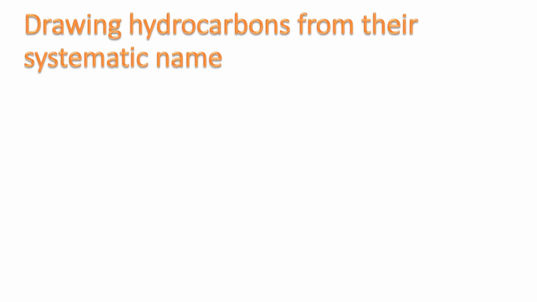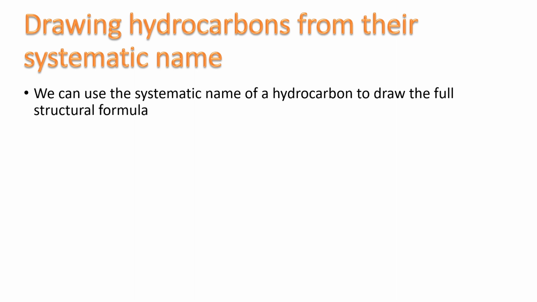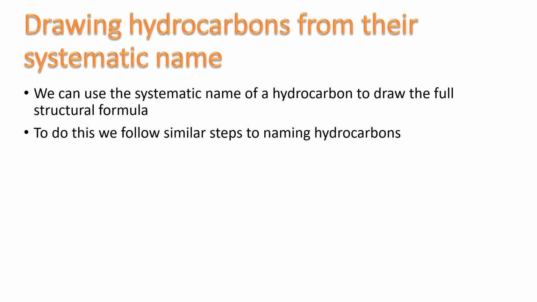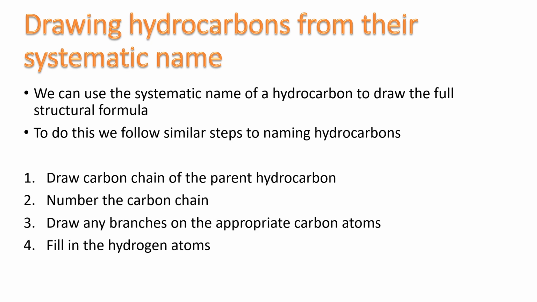So now that we're happy naming a hydrocarbon from the full structural formula, we're going to go the opposite way. So what we now want to be able to do is use the systematic name to draw the full structural formula of a hydrocarbon. Now to do this, we follow similar steps as we did when we named hydrocarbons. So these are the steps we'll follow.